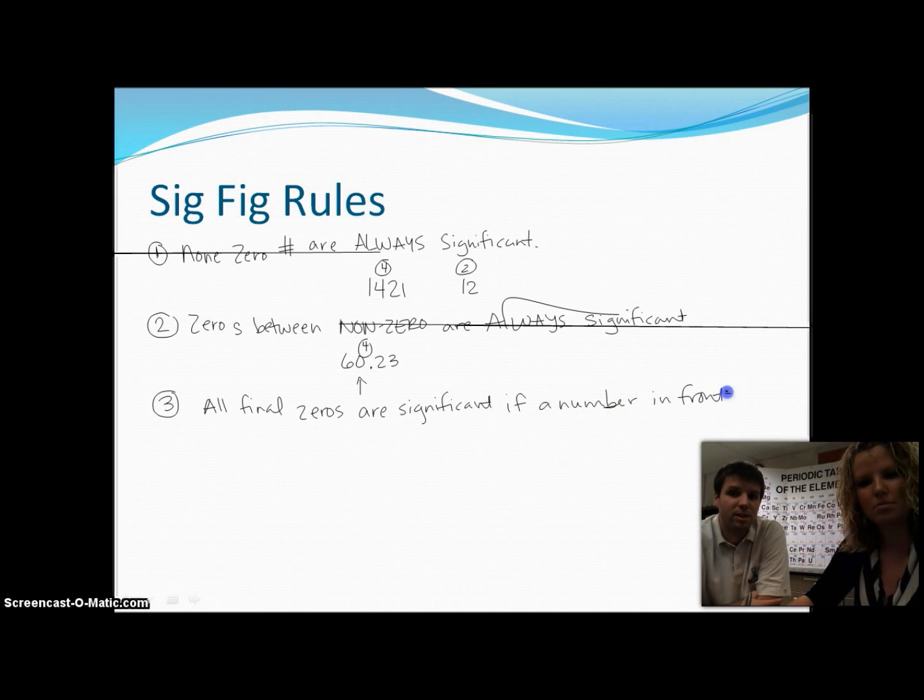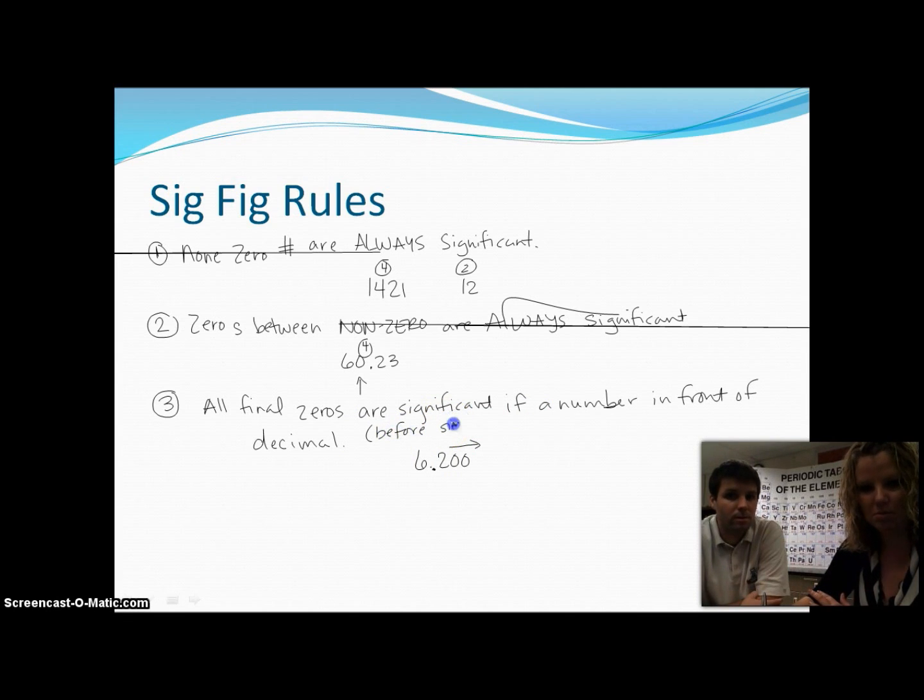All final zeros are significant, the number in front of the decimal. Okay, so what would be an example of this? 6.200. Since we have a decimal here and there's a number in front of it, that means all these zeros are significant. And mind you, this is before scientific notation.